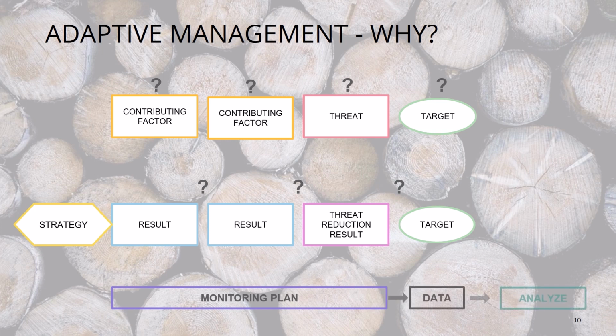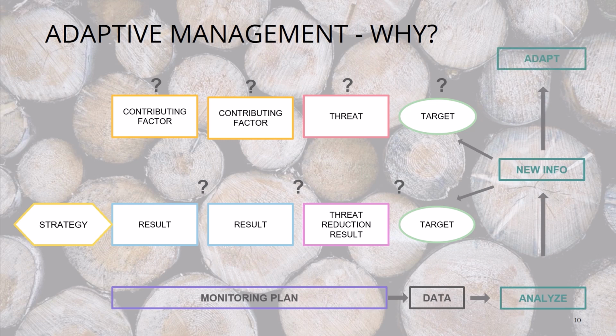When we analyze this data, we generate new information about the status of factors or the relationships among factors that may lead us to adjust the management actions needed. In other words, adapt to achieve our conservation goals. This new information is also used to keep improving our situation analysis and theories of change, or results chains iteratively.